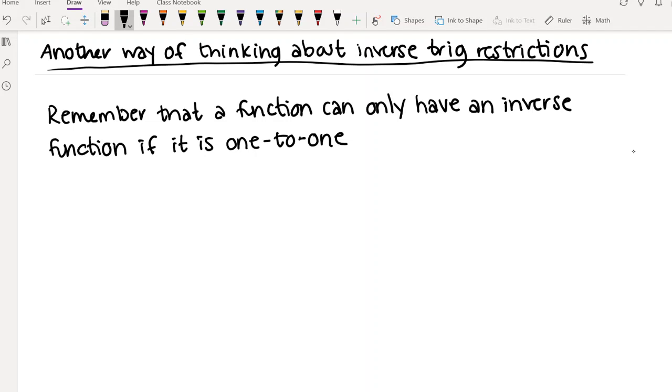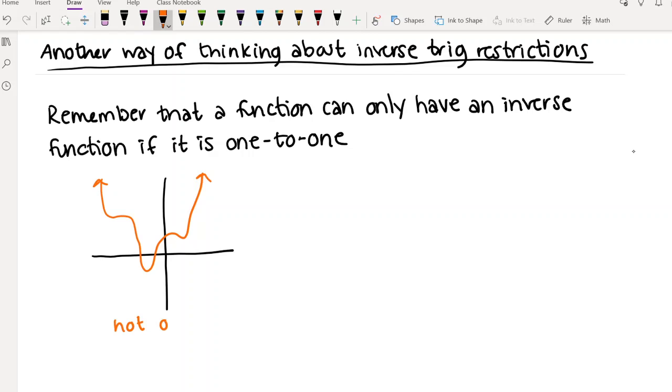And so the visual way of thinking about a function being 1-to-1 is this idea of the horizontal line test. So if you have a function that maybe looks like this, this function is not 1-to-1. So why is it not 1-to-1? Well, if you were to draw a horizontal line across the graph, it would hit the graph more than once.